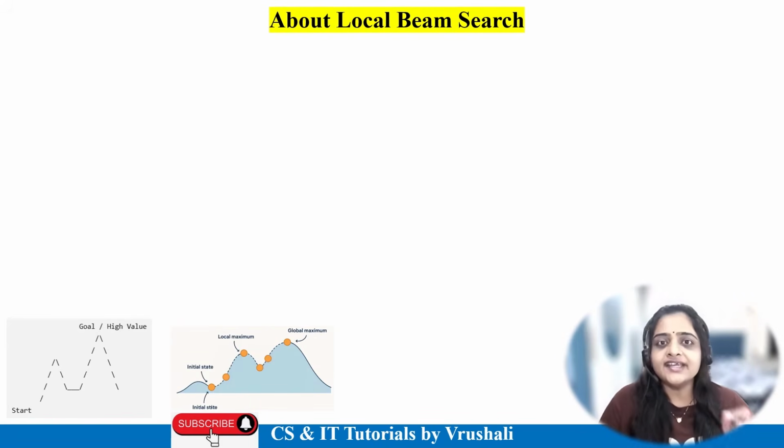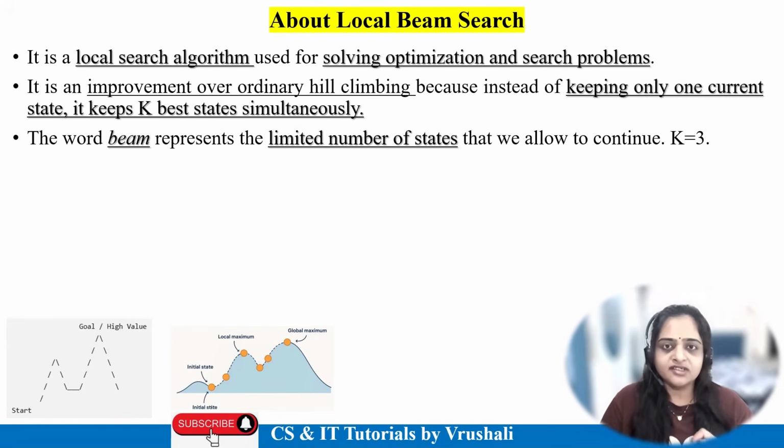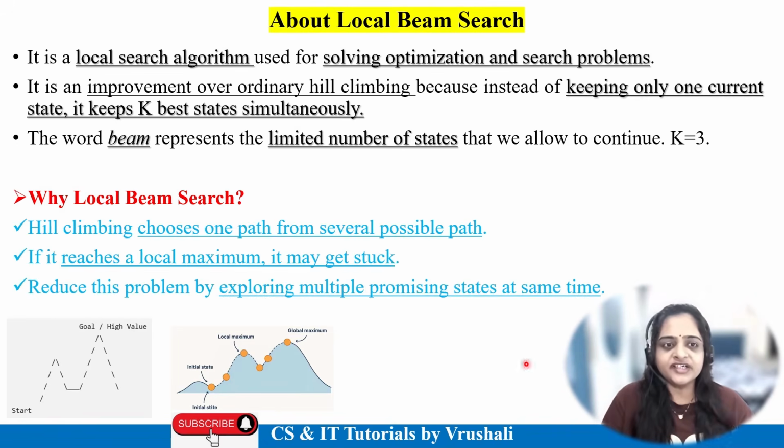Now what exactly is the local beam search algorithm? As we discussed in the last lecture on hill climbing search, in hill climbing they choose one path from several possible paths, right? But sometimes that algorithm reaches a local maximum state, meaning after a particular point there is no possible way to reach the goal. They get stuck there. So to solve this kind of problem, the local beam search algorithm is there.